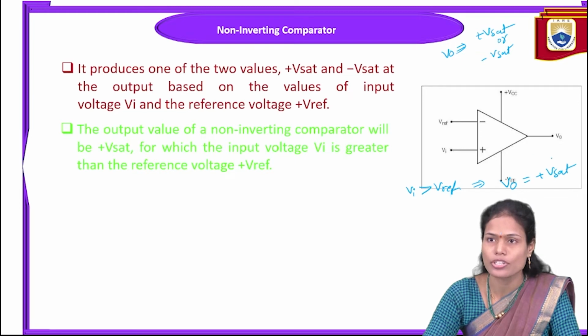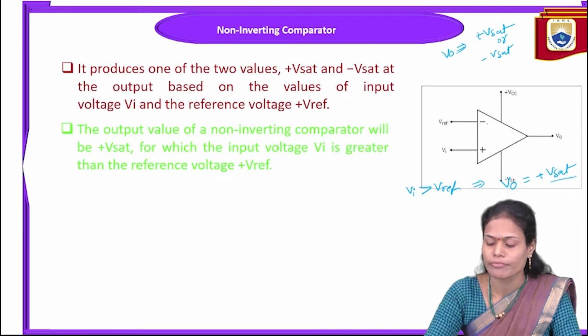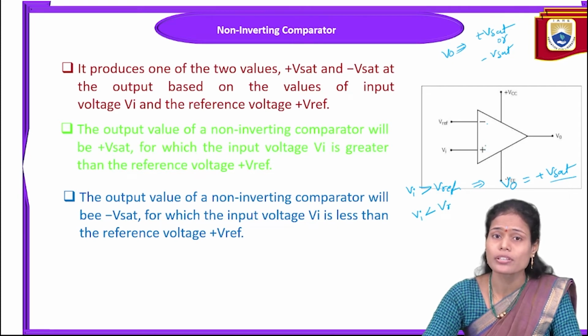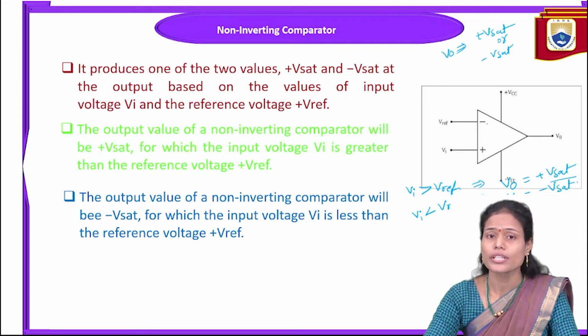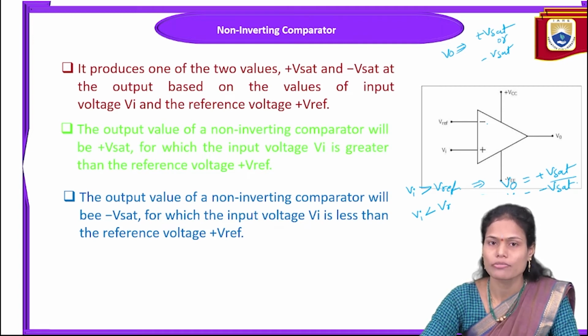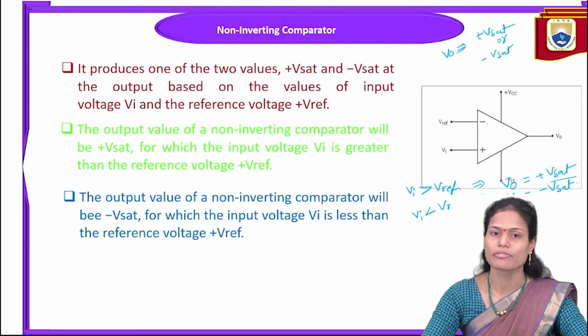my output signal is plus V saturation. Why is it plus V saturation? Because Vi is connected to the non-inverting terminal, positive, so this value is high compared to this negative value. That's why the output is plus V saturation. Similarly, if my input voltage is less than the reference voltage, that is, the positive voltage is less than the negative voltage, so the negative voltage is higher than the positive voltage. In this case my output is minus V saturation. So in the case of the non-inverting comparator, it will always change from plus V sat to minus V sat and from minus V sat to plus V sat.